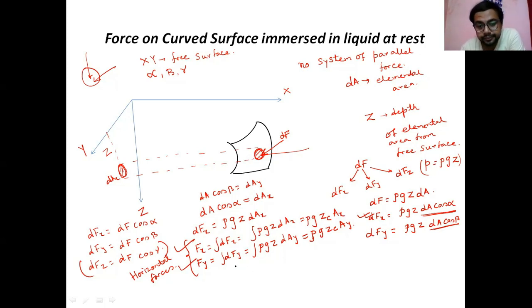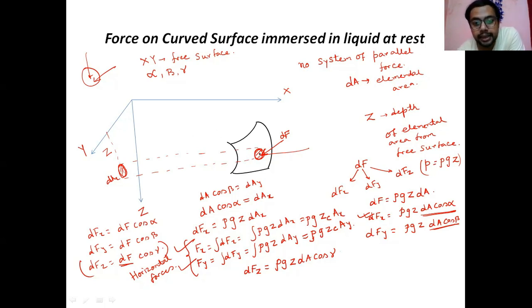So that is dFz. If you think about dFz, it is an important thing. Please try to concentrate here. dFz is equal to rho g z dA cos gamma. Same way here, we are putting the value of dF, which we already got previously.